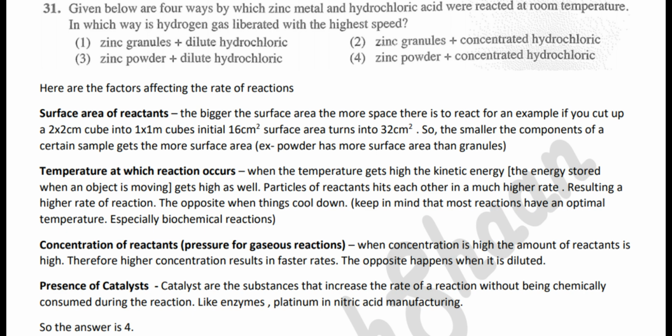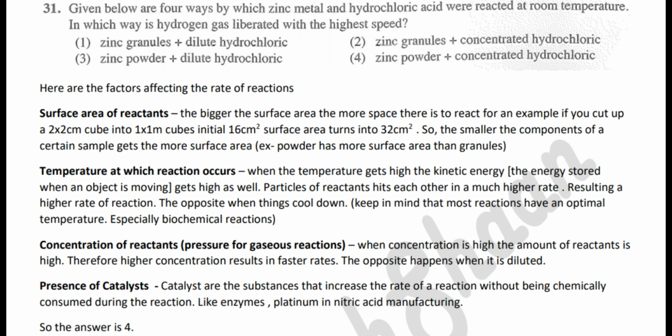31. Given below are the 4 ways by which zinc metal and hydrochloric acid were reacted at room temperature. In which way is hydrogen gas liberated with the highest speed? Here are the factors affecting the rate of reactions. We are talking about rate of reactions here.